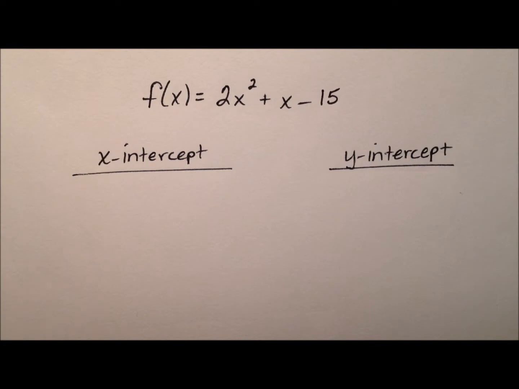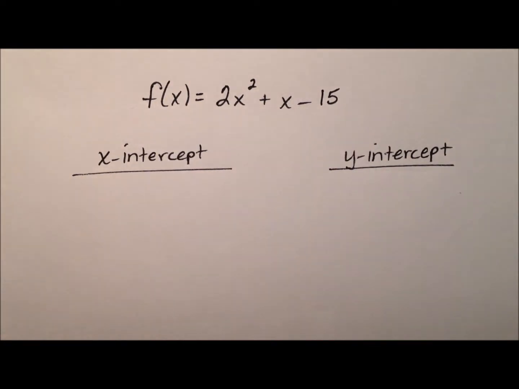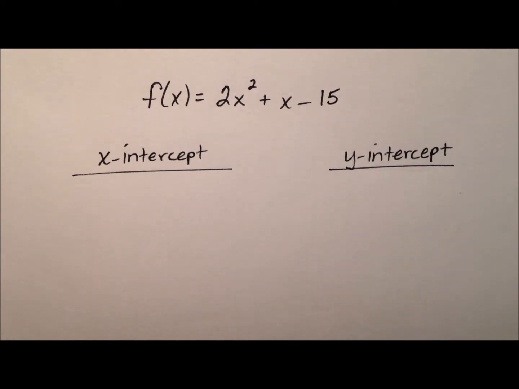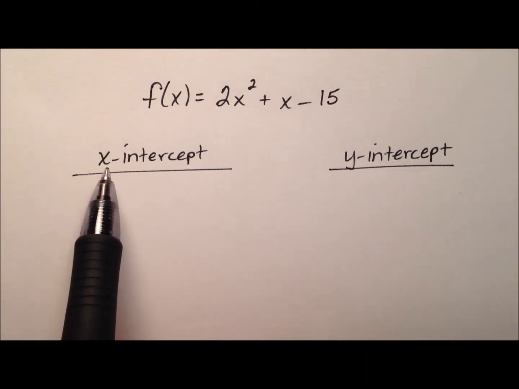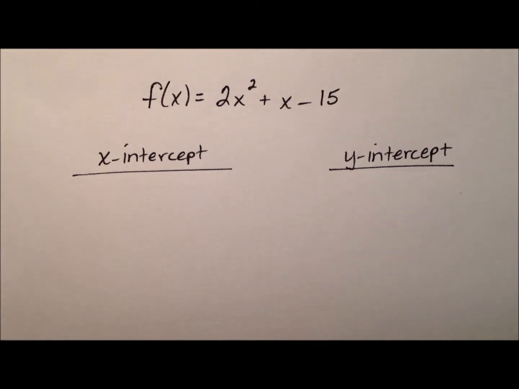In this example, we're going to take a look at this function, f of x equals 2x squared plus x minus 15, which is a quadratic function, and when graphed, it will make a parabola. And we're going to look for the intercepts of that parabola, the x-intercepts and the y-intercepts. So remember, it'll always have one y-intercept, but it will either have 0, 1, or 2 x-intercepts. So let's go ahead and determine how many, and let's find them.